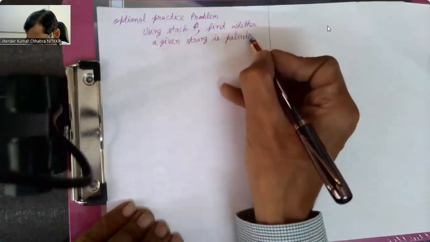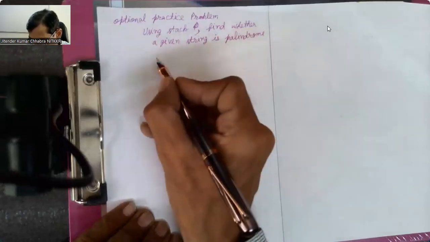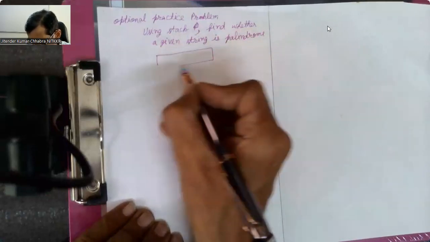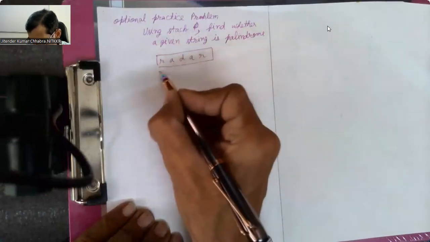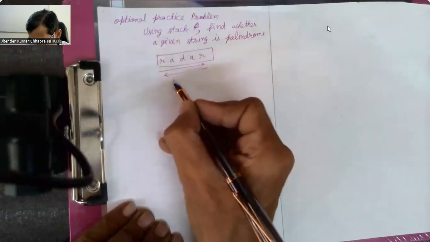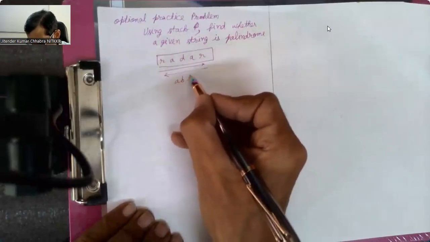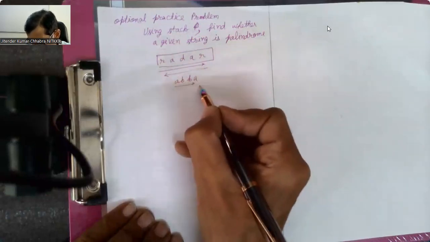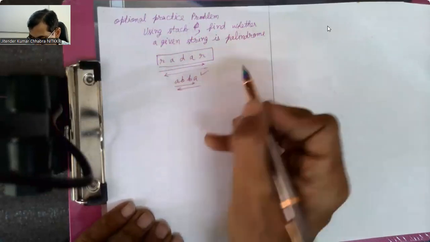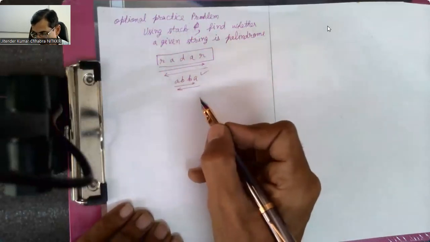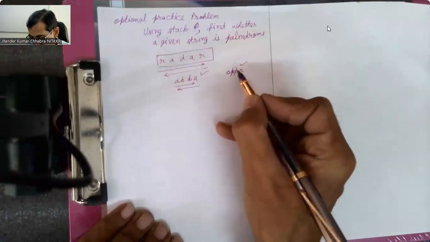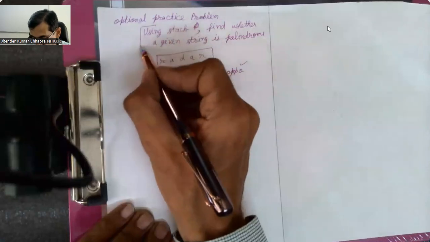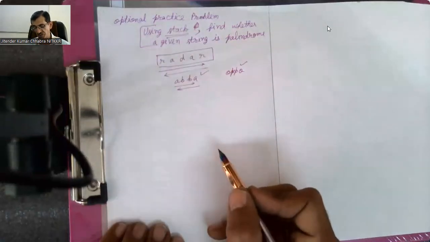I hope now you remember what is a palindrome, the one which reads the same from both sides, like R, A, D, A, R. Read like this, same. Or maybe A, B, B, A. Read like this. So odd length, even length, both can be there. O, O, P, P, O. Again, a palindrome. So I want you to now use stack. Think how to use stack.